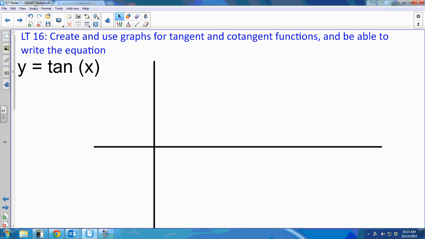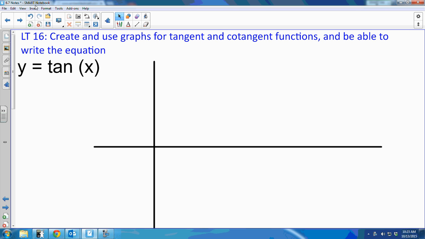In Learning Target 16, we're talking about tangent and cotangent. We haven't really talked about those since we talked about the unit circle, but we're going to go back and actually graph those today. I have a fill in the blank at the top of your note sheet, but we're going to go back and do that in a second after we've actually looked at the tangent function.